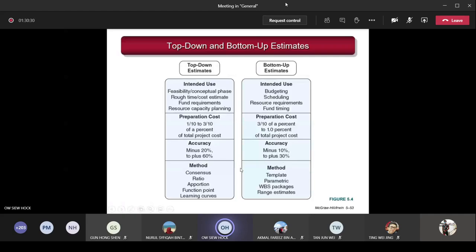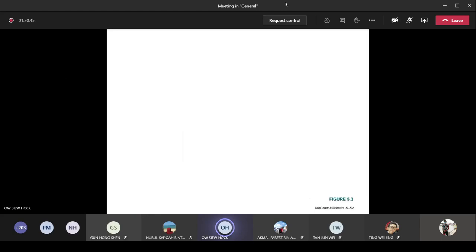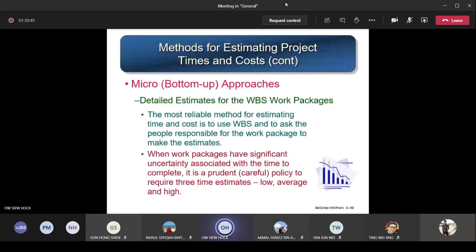Okay, all right. So the methods here, consensus, ratio, apportion, function point, and learning, are all under top-down. And micro here will be template, parametric, WBS packages, and the range estimates. Okay, did I miss something? Okay, I think next one.